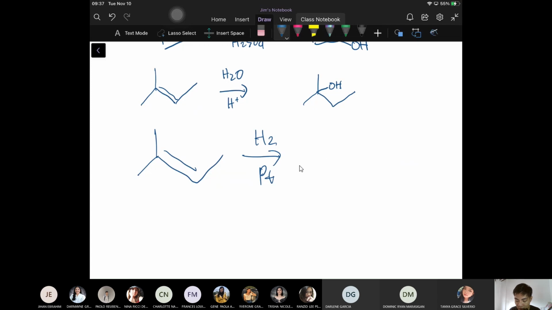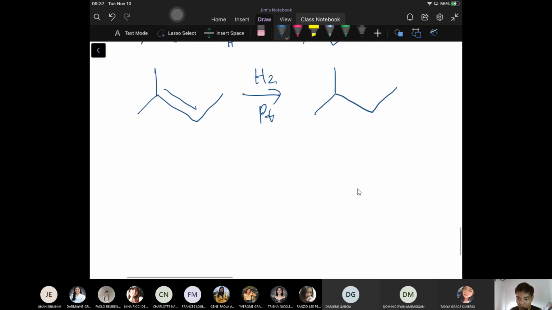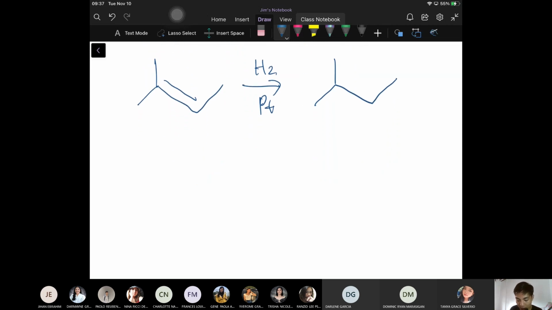So ano na mangyayari dito? Buburahin mo lang yung mga double bond. Yan na yun. Bakit? Kasi ito madadagdagan ng hydrogen. Ito rin madadagdagan ng hydrogen. No? So during the process, mawawala tong double bond. So ganun lang mangyari. Buburahin mo lang yung double bond. No? O kunwari, ito.